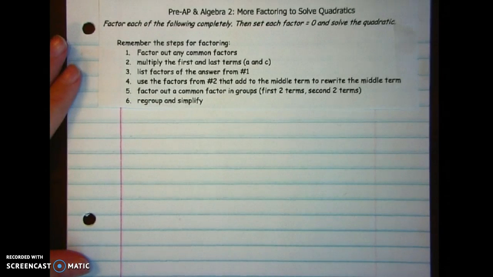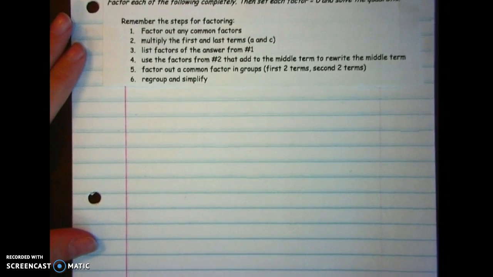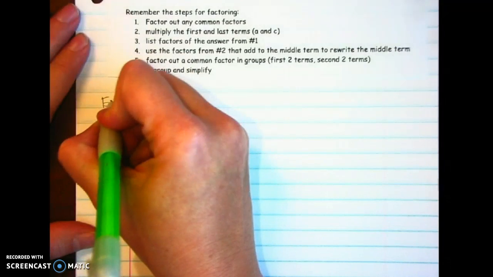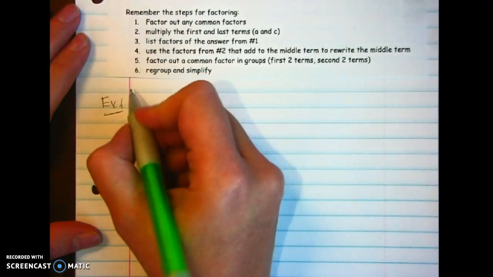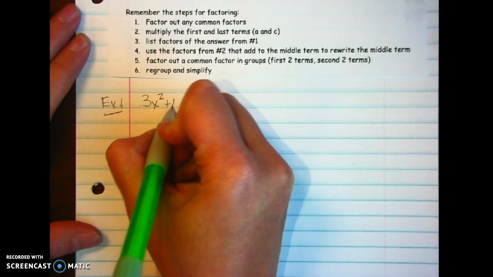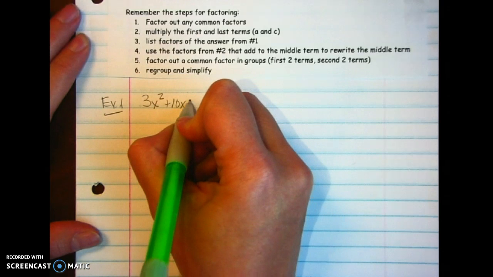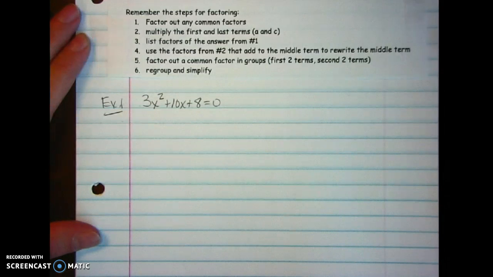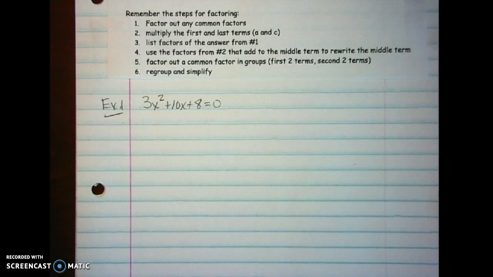Hopefully that makes a little bit of sense to you having watched the previous video. We're going to go through a number of examples in this video to help solidify that process for you. So, example 1, given 3x squared plus 10x plus 8 is equal to 0. Now we're focusing on the factoring here, but we actually want to make certain that we are also solving when we finish the factoring. Turns out the solving is the easy part.